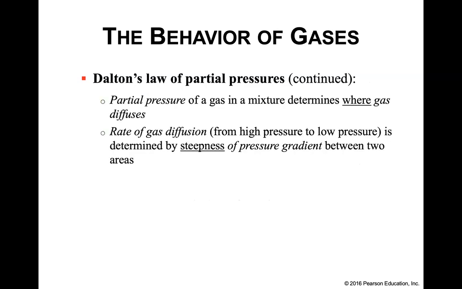So the partial pressure of gas in a mixture determines where the gas will diffuse. The rate of gas diffusion from high pressure to low pressure is determined by the steepness of the pressure gradient between the two areas.